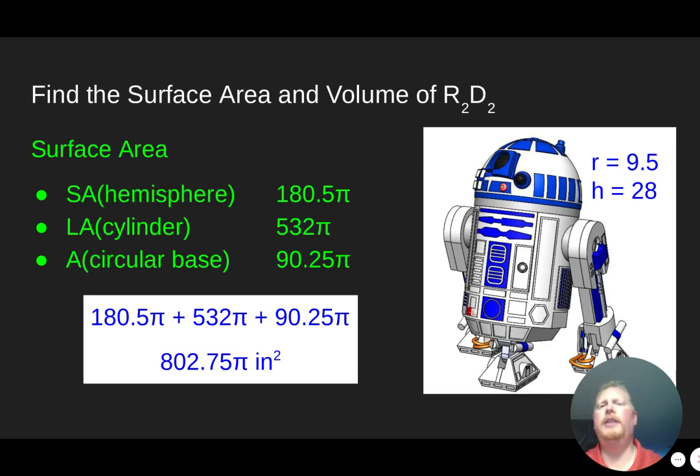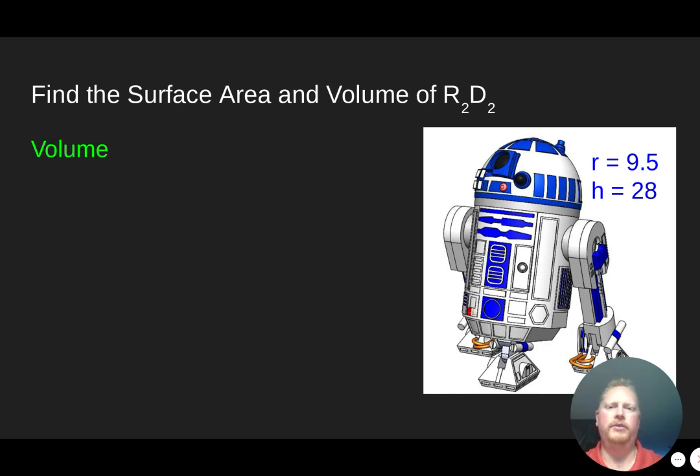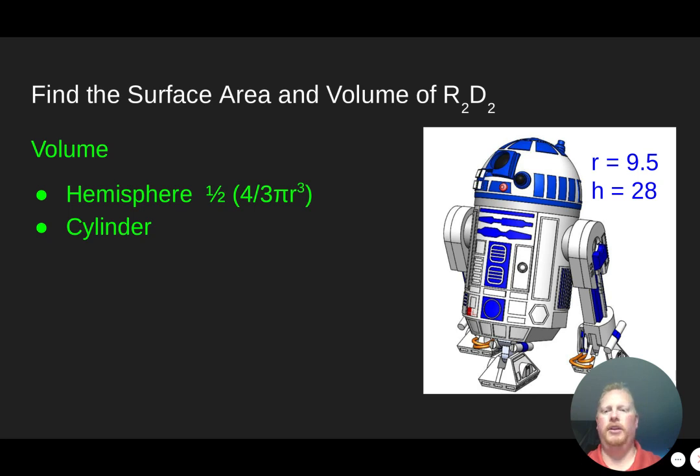Okay? Now let's go ahead and figure out the volume of R2D2, which I always think volume is a lot easier than surface area. So when I talk about the volume, how much space does R2D2 take up? There's basically two parts. There's the hemisphere for his dome, and then there's the cylinder for his body. So for volume, the formula is 4/3 pi r cubed, but because it's a hemisphere, we're only taking half of that. So half of 4/3 is just 2/3. So 2/3 pi r cubed, and then volume of a cylinder is pi r squared h.